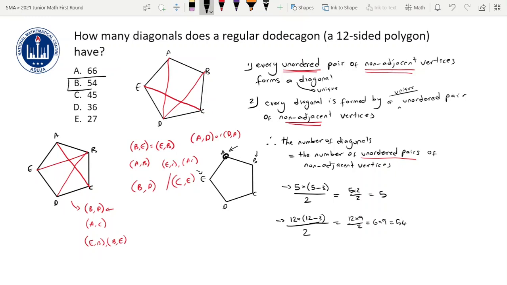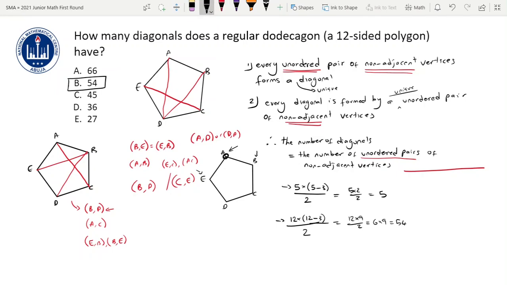That's how to solve this question. A second way of going about this, that's a second way of counting the number of unordered pairs of non-adjacent vertices, is to start by counting the number of pairs of vertices we have, and then subtracting the number of pairs of vertices that are made up of adjacent vertices. Okay, let's just do that briefly here.